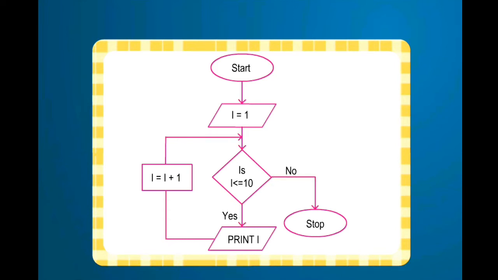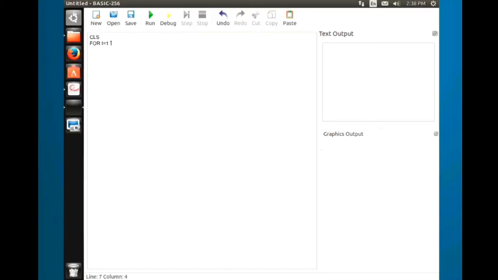Let us understand this loop with the help of an example which prints 10 natural numbers on our output screen. CLS, for I equals 1 to 10, print I, next I. Now the output of the above program will be 1, 2, 3, 4, 5, 6, 7, 8, 9, 10.